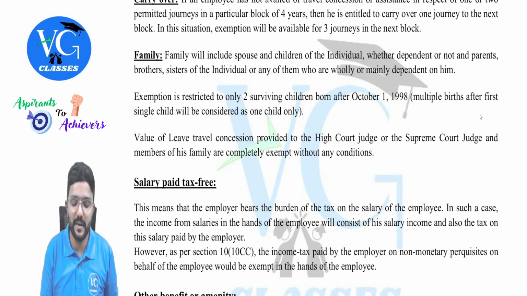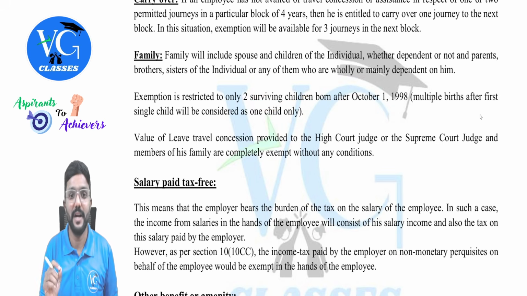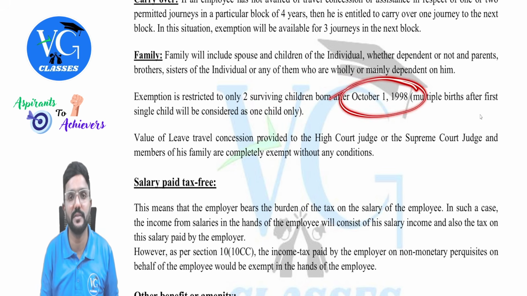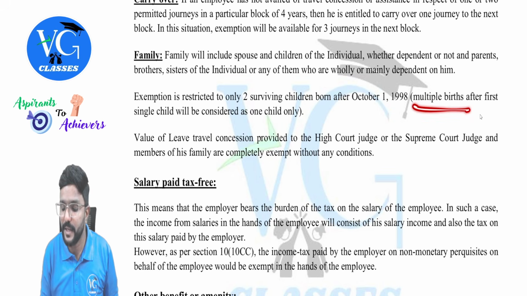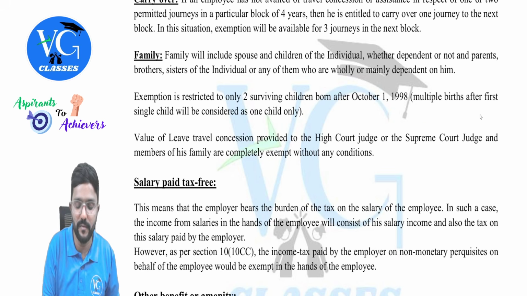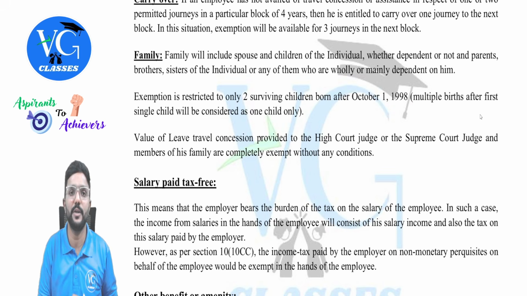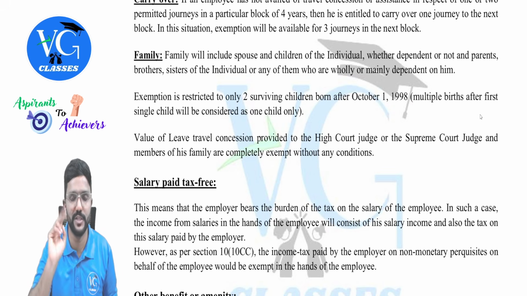Okay, sir. Obviously, surviving children means can we take the children who are not alive? Not possible. And sir, what if my child was born before this? Then exemption is not available. Okay. Then multiple birth after the first single child will be considered as one child only. They told exemption is available for maximum two children.